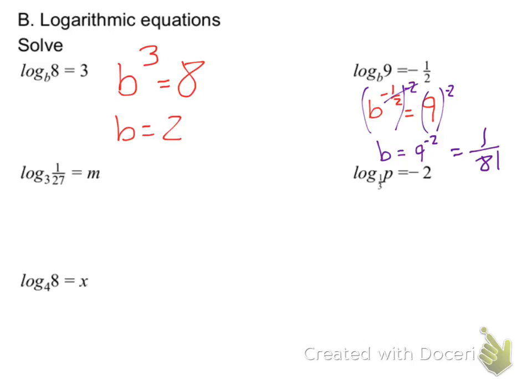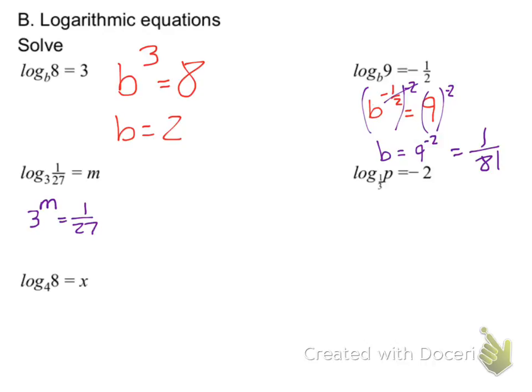What about the third one? Log base 3 of 1/27 is equal to m. That becomes 3 to the m equals 1 over 27. Wait a minute. It just went from a whole number of 3 to 1 over 27. What do you think your exponent's going to be? It's going to be negative.